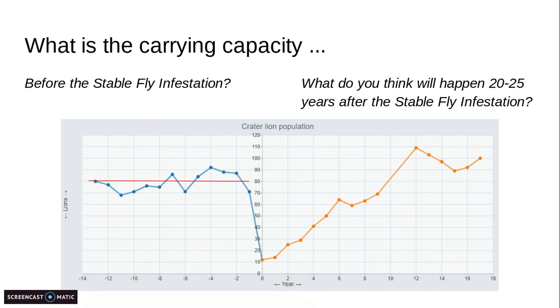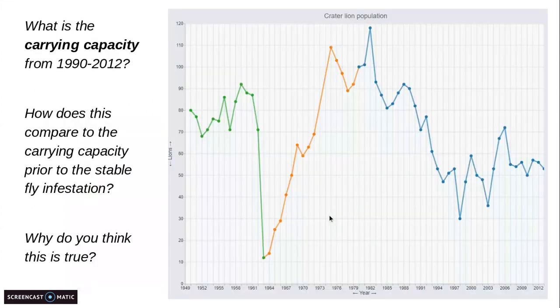So what is the carrying capacity before the stable fly infestation? And what do you think will happen 20 to 25 years after that stable fly infestation? So think about that for a minute and pause me. Okay. Hopefully you noticed this line I helped put in here for you, saying the carrying capacity before that stable fly infestation was about 80 lions. And let's see what happens later.